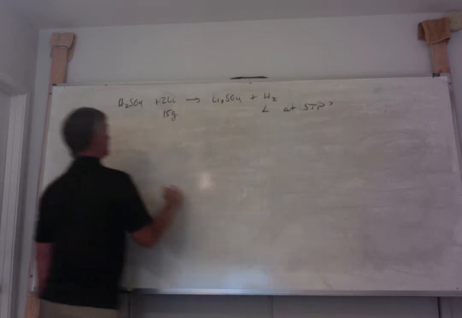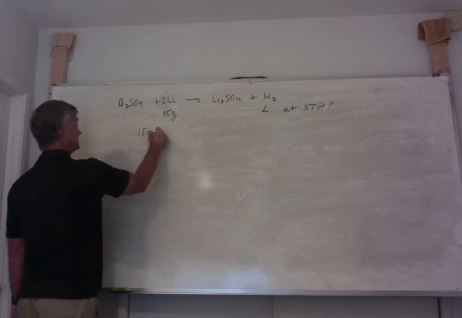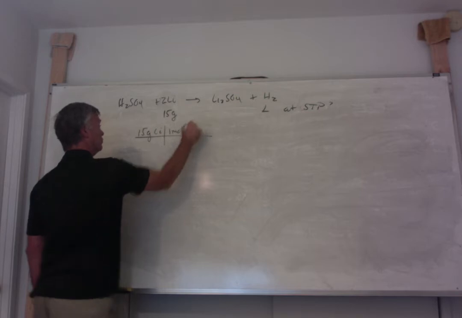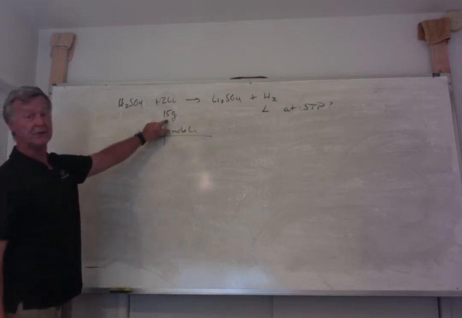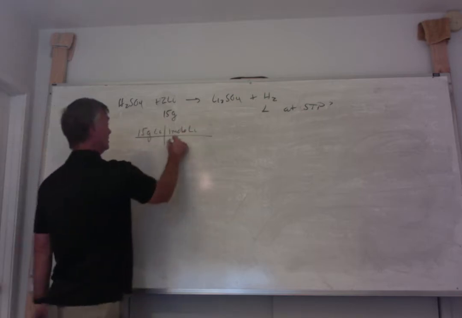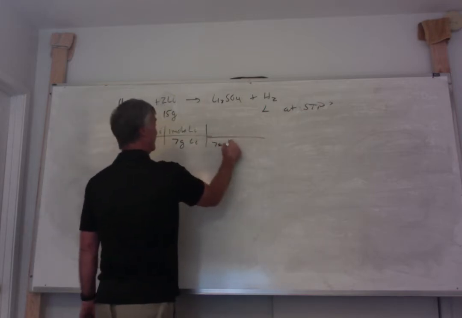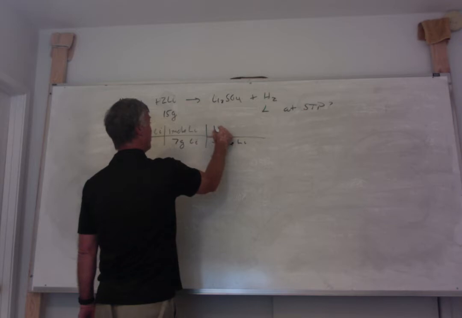Well, this is a real simple stoichiometry problem. 15 grams of lithium. 1 mole of lithium is, we're talking about grams. You never use 22.4 here. 1 mole is 7 grams of lithium. There's 2 moles of lithium for every 1 mole of hydrogen. Remember, hydrogen's diatomic.